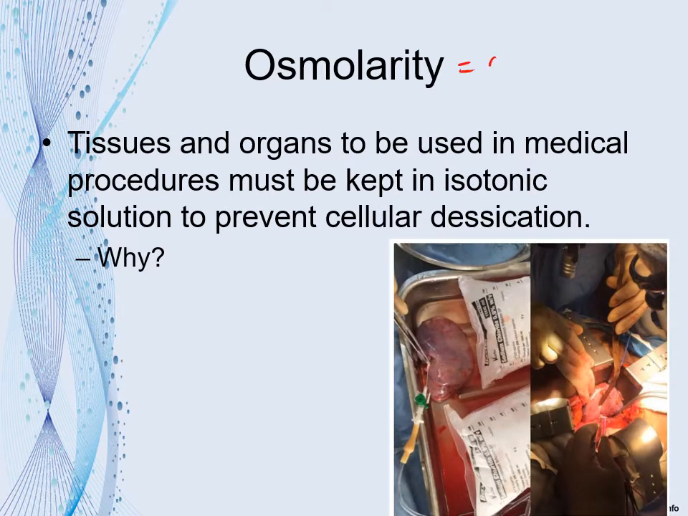Osmolarity, again, this is the concentration of solutes in relationship to cells. And when we have transplants, we need to keep organs and tissues in isotonic solutions because we don't want our cells to dry out. That's desiccation. We also don't want them to lyse. That's when they gain too much water and they blow up. Why? Because we want to keep those tissues alive so that the recipient of the transplant can use them. If the tissues are dead, they're not super helpful.